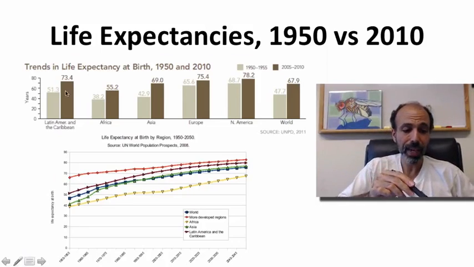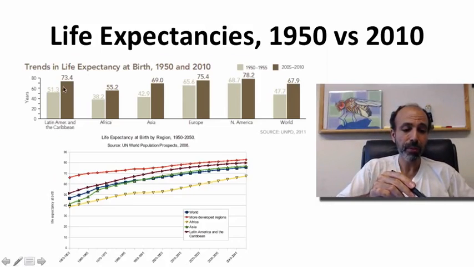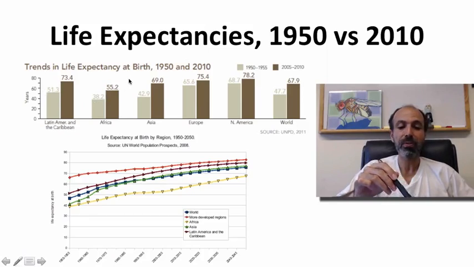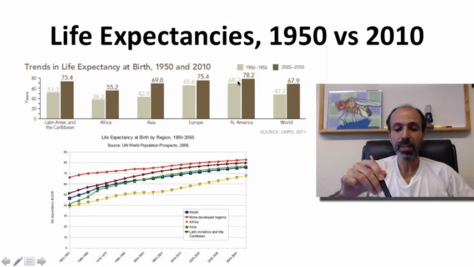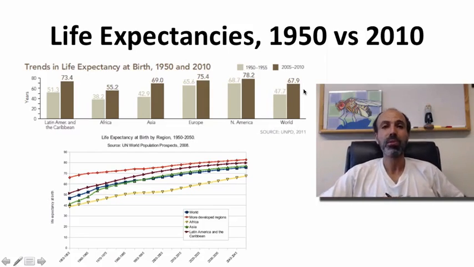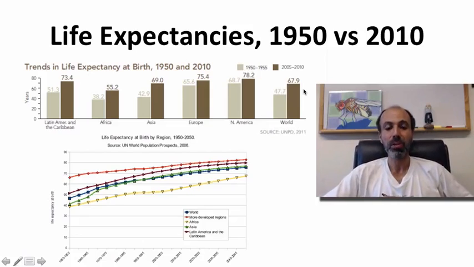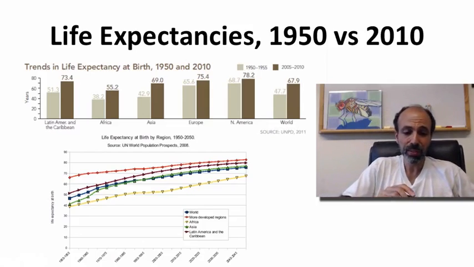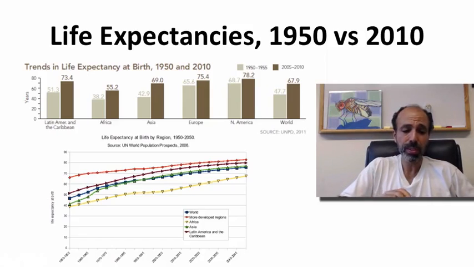And look at this. In Latin America and the Caribbean, we have an increase in life expectancy from 51 years to 73 years. In Africa, from 38 to 55. North America, 68 to 78. And over the course of the whole world, we can now expect to live 20 years longer than we could before. As a result of this, we're seeing increased life expectancy at birth. And this, again, divides it up by several countries.